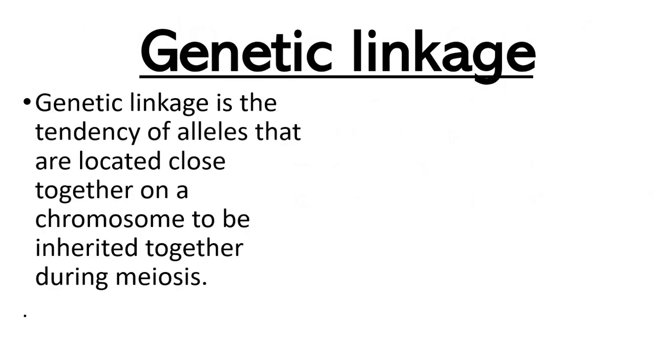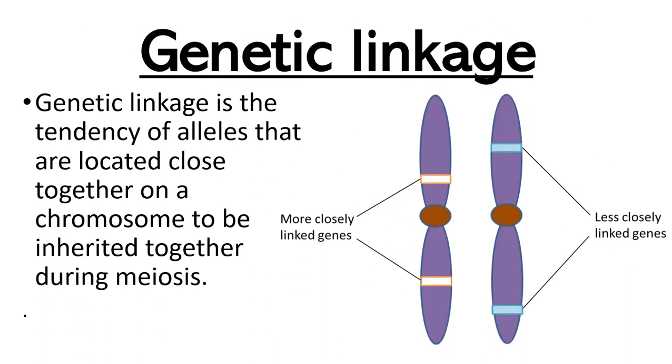So now we will see the genetic linkage definition. Genetic linkage is the tendency of alleles that are located close together on a chromosome to be inherited together during meiosis. Here you can see in the diagram, genes whose loci are nearer to each other are less likely to be separated onto different chromatids during chromosomal crossover or meiosis. On the other hand, genes which are less closely linked have more chances of separation or segregation during meiosis.